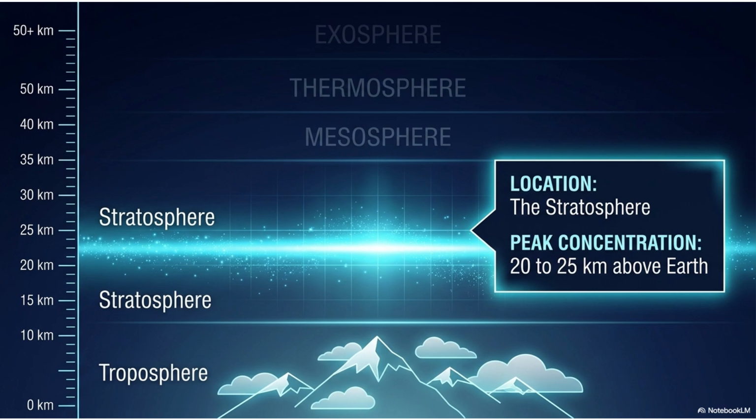So, if someone asks you, where is the ozone layer mainly found? Your answer should be in the stratosphere. And remember, the ozone layer is not a solid sheet surrounding Earth. It is a region of the atmosphere where ozone molecules are present in relatively higher concentration.